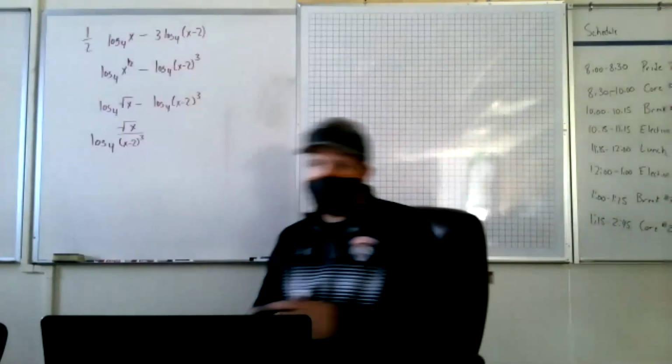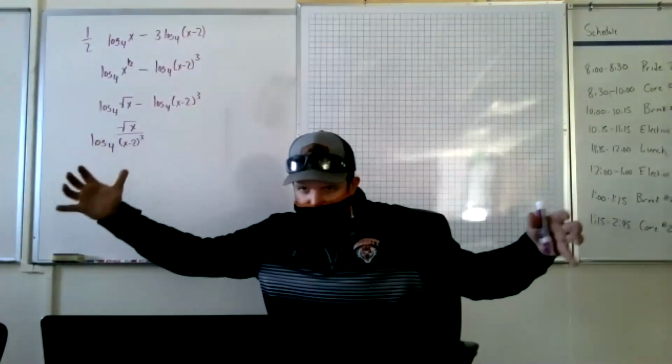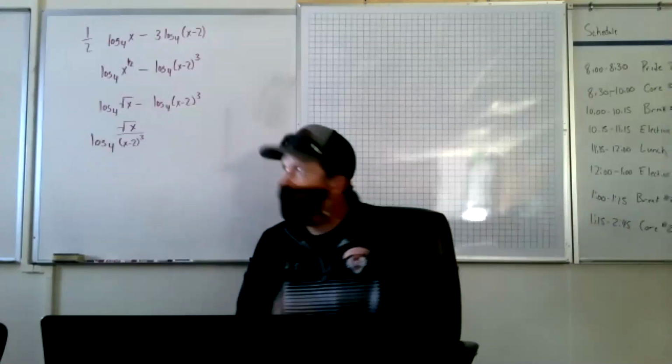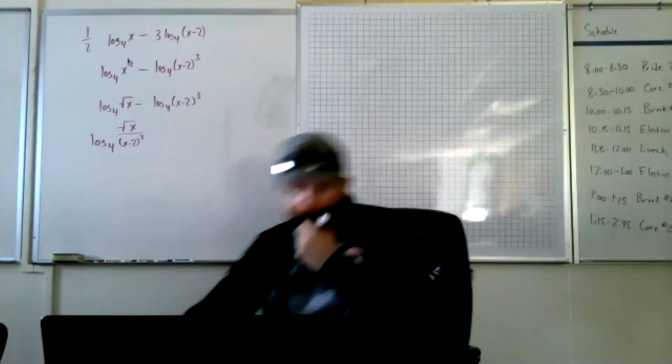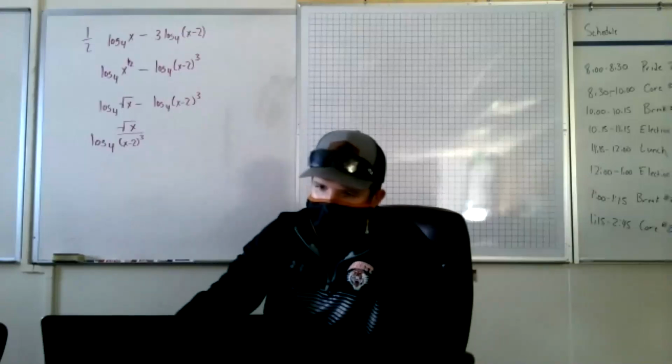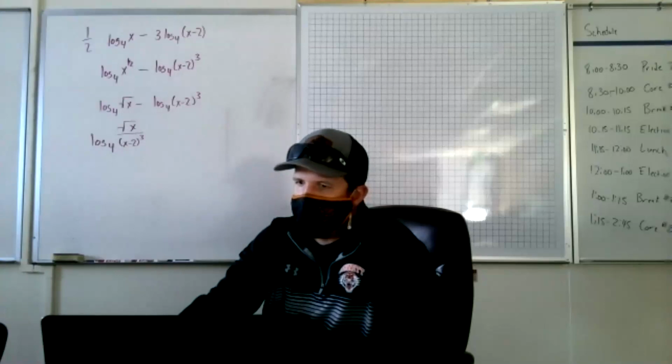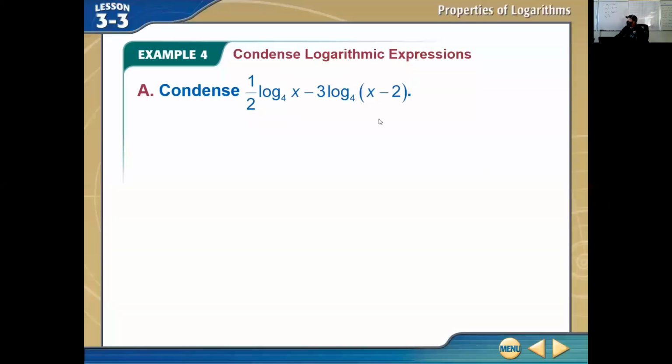So condensing is they give you the expanded format and you push it all back together. Expanding is they give you the condensed format and you expand it out. In case you are curious on what expand and condense mean.